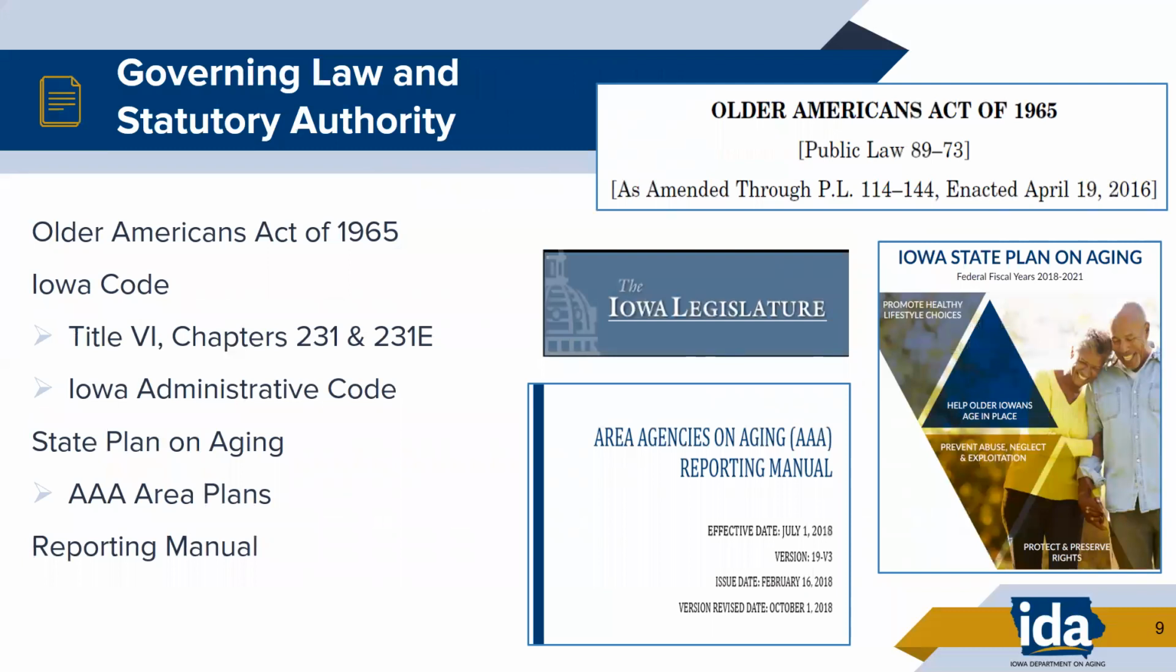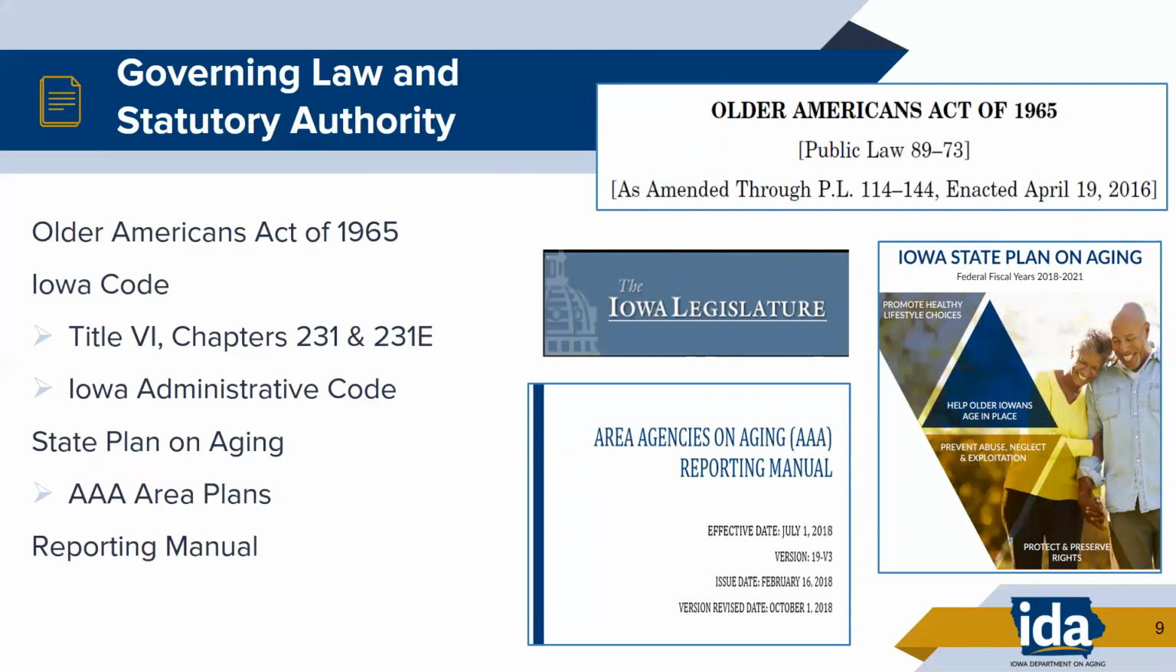The Older Americans Act is the federal law authorizing the service delivery offered by the Area Agency on Aging. The Iowa Code, referenced on the slide, allows the state authorizing authority to oversee the service delivery of the Older Americans Act services. The Older Americans Act mandates that each state has a state unit on aging. Iowa Department on Aging is the state unit on aging.